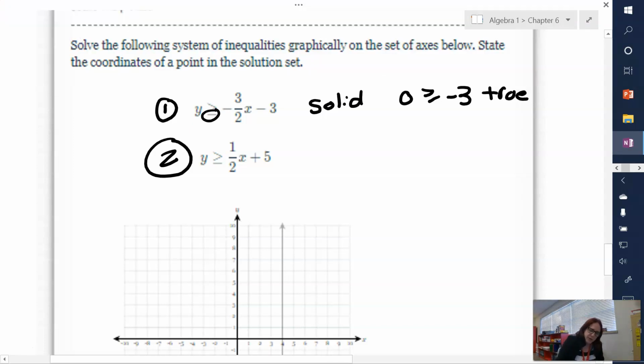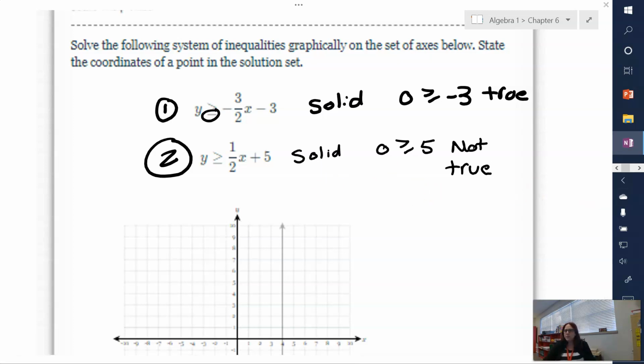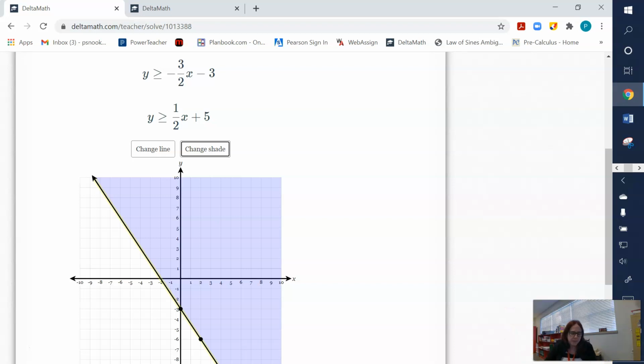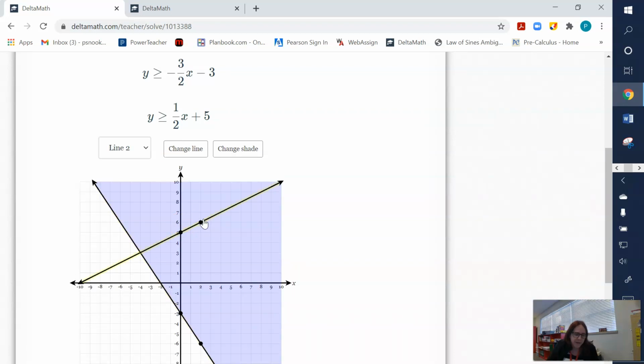Second one, also solid. And plug in my 0, 0. I get 0 greater than or equal to 5, which is not true. So when I shade the second inequality, I don't want to shade where the origin is. So going back to Delta Math, for my second inequality, y-intercept is at 5. I'm going to go up 2 over 1. That's my second line. I do want it solid.